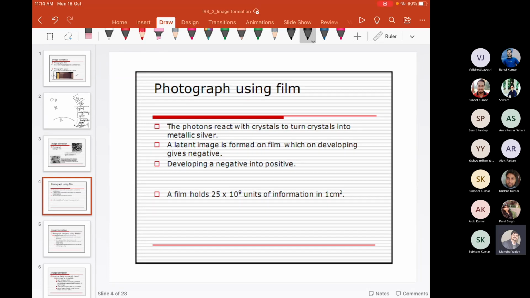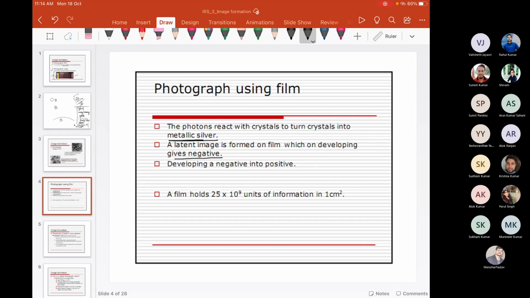So the photons react with the crystals to turn crystals into metallic silver over the photographic film. Okay. And that latent image is formed on the film, which on developing gives a negative. And then after that, by chemical processing, a positive film, that is the photograph, is generated. So the process is the same as we discussed before, in case of, briefly, the digital camera.